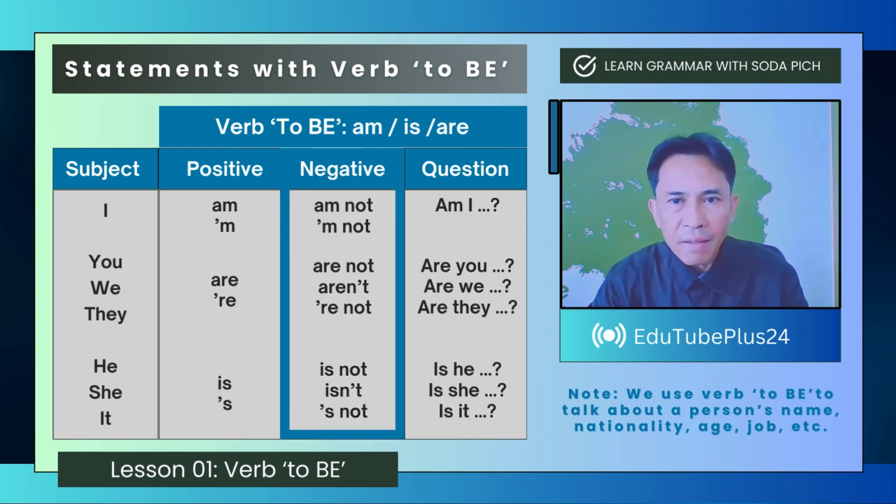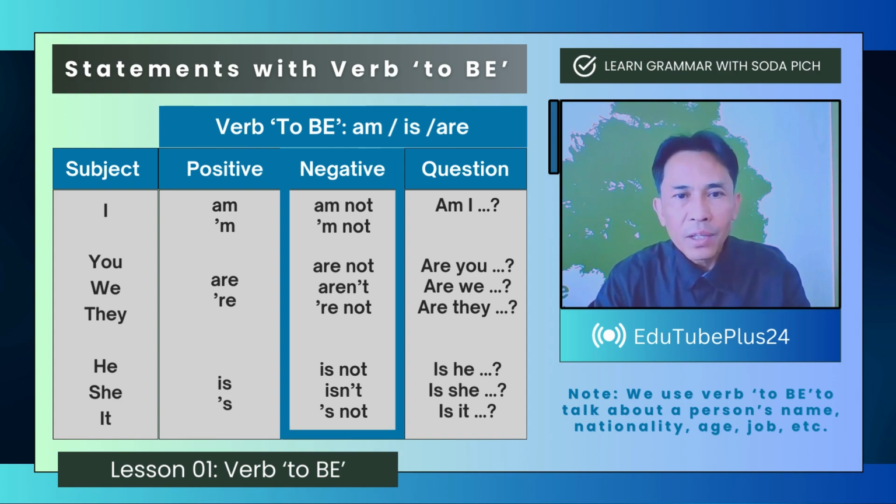Well, to make it negative, we are going to add one word, and that word is not. It is the same thing for all the subjects. For example, I am not, or you could say I'm not. It's the same thing, it doesn't matter. For you, we, and they, we also add the word not. So you are not, we are not, they are not.